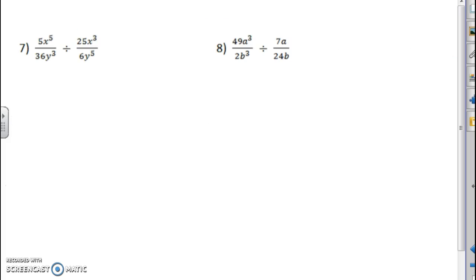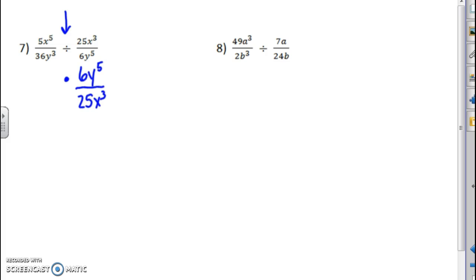Okay, so we're going to move on to division. And when it comes to division, division is very similar to multiplication in that you're going to try to factor when you can and cancel within the fraction when you can. But the biggest thing is, if you see that this is division, then you're going to change it to multiplication and use the reciprocal of the second fraction.